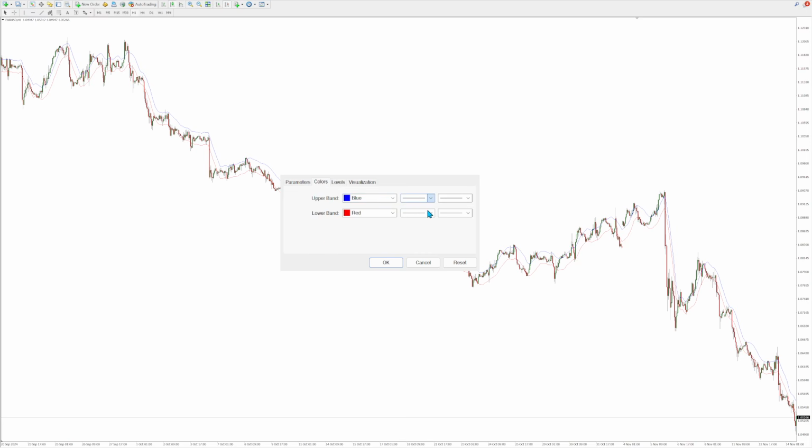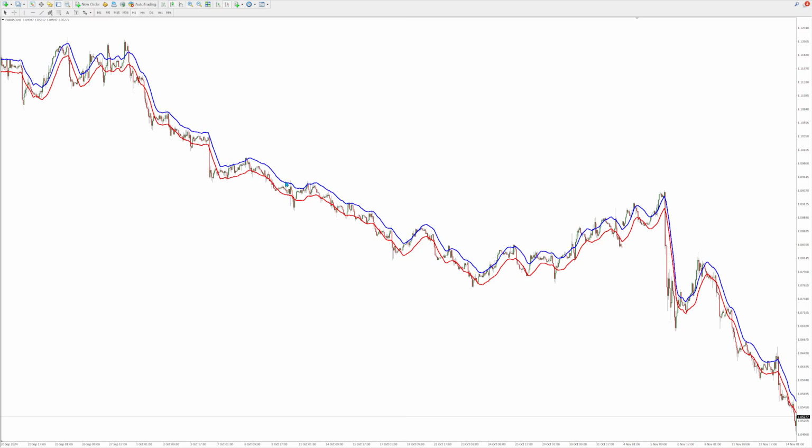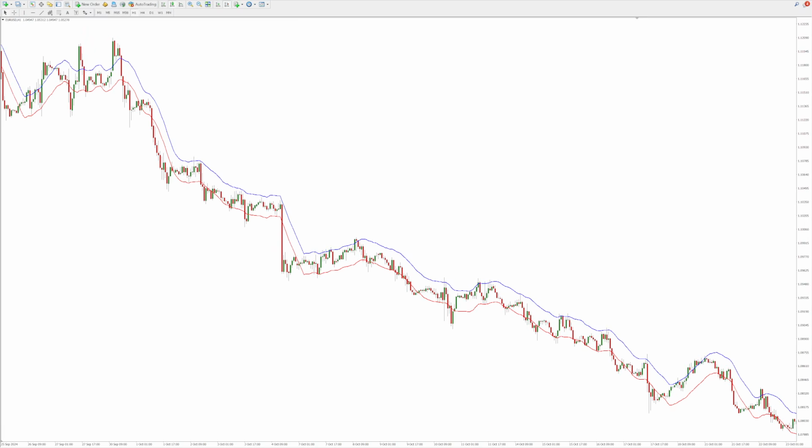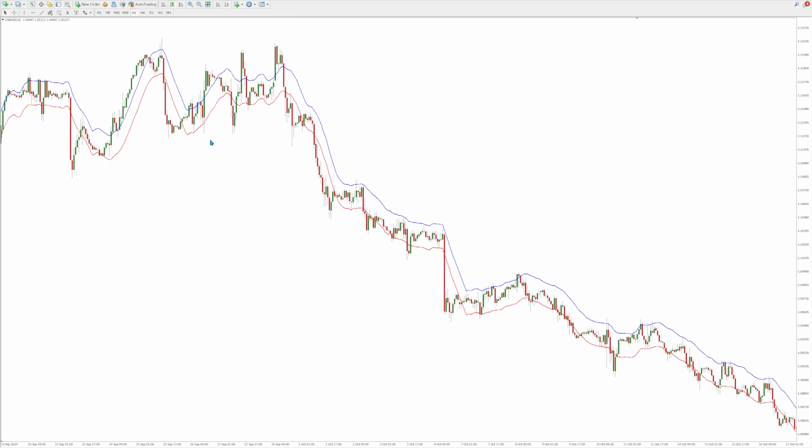Okay, let me just make the colors more prominent for you. Perhaps that's too prominent, something like so. The way that I like to use moving average envelopes is in trended markets to help time entry. It's a pretty simple strategy, this one.